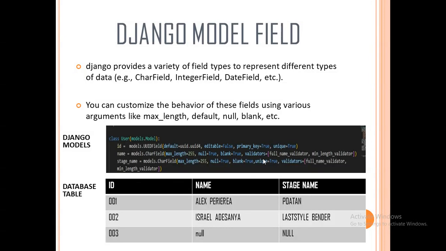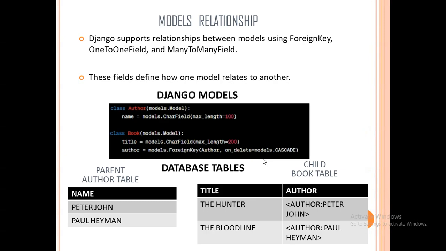So let's move on. So we have model relationship. Django supports relationship between models using foreign key, one-to-one field, and many-to-many field. These fields define how one model relates to another, like we have in the database table diagram we created. We created a table called author, which is this, and another table called book. And we link the two tables together.